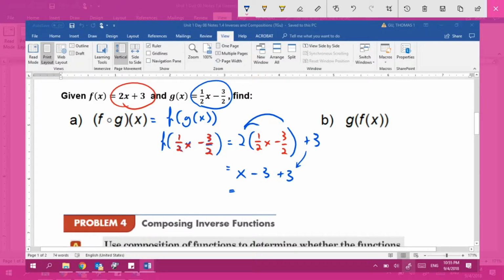So what is x? Let's combine the like terms. We've got x. And then negative 3 plus 3, that's just 0. So my answer here is x. Oh my goodness. All right, on to B right here.